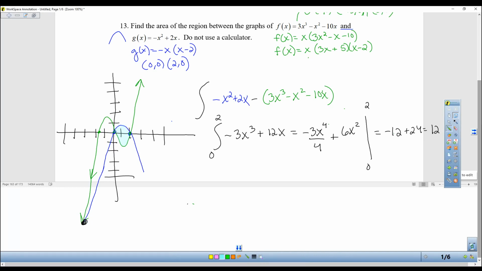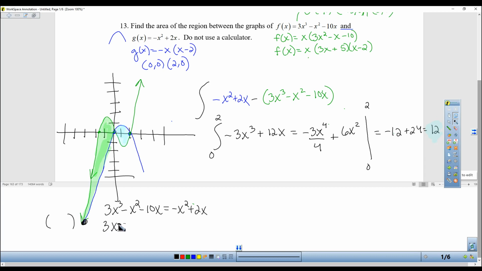So this area that I found only represents this area right here. There's a whole other area right here, and we need to find that. So the question is, what is this point of intersection? How do we always find a point of intersection? We solve the equation. So 3x cubed minus x squared minus 10x is equal to negative x squared plus 2x. I already know 2 of the 3 answers to this equation. I know that they intersect at 0 and at 2, but I need to find this last one.